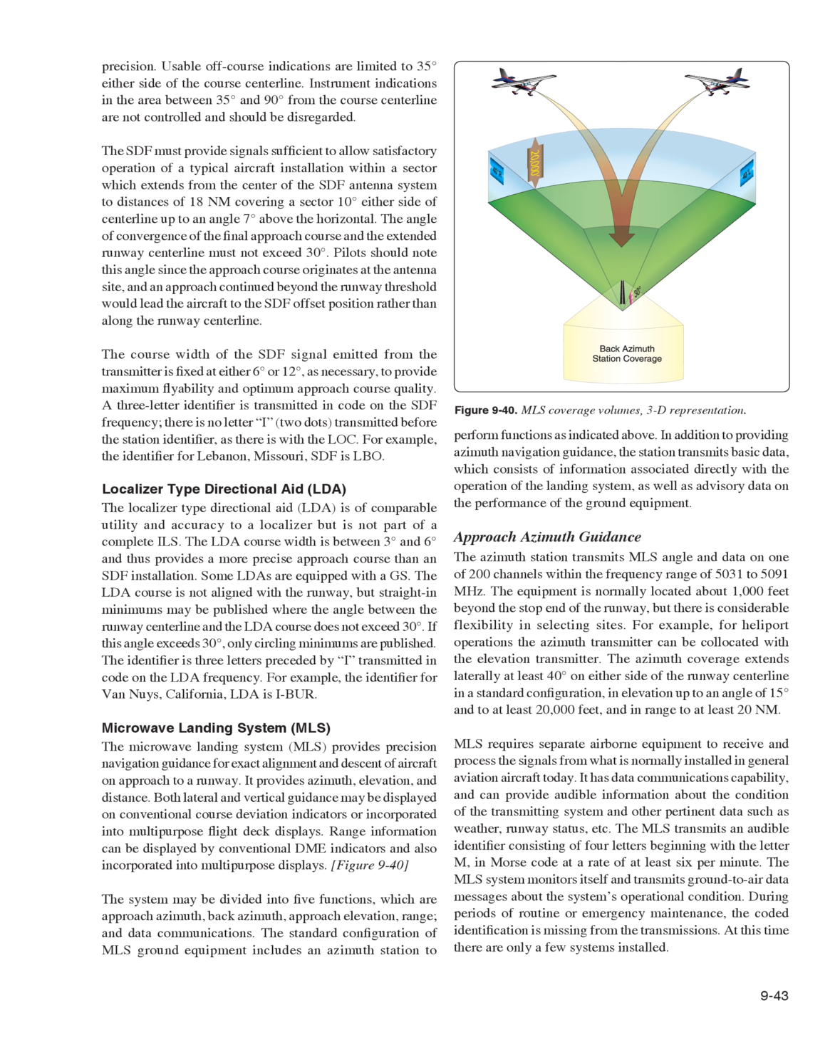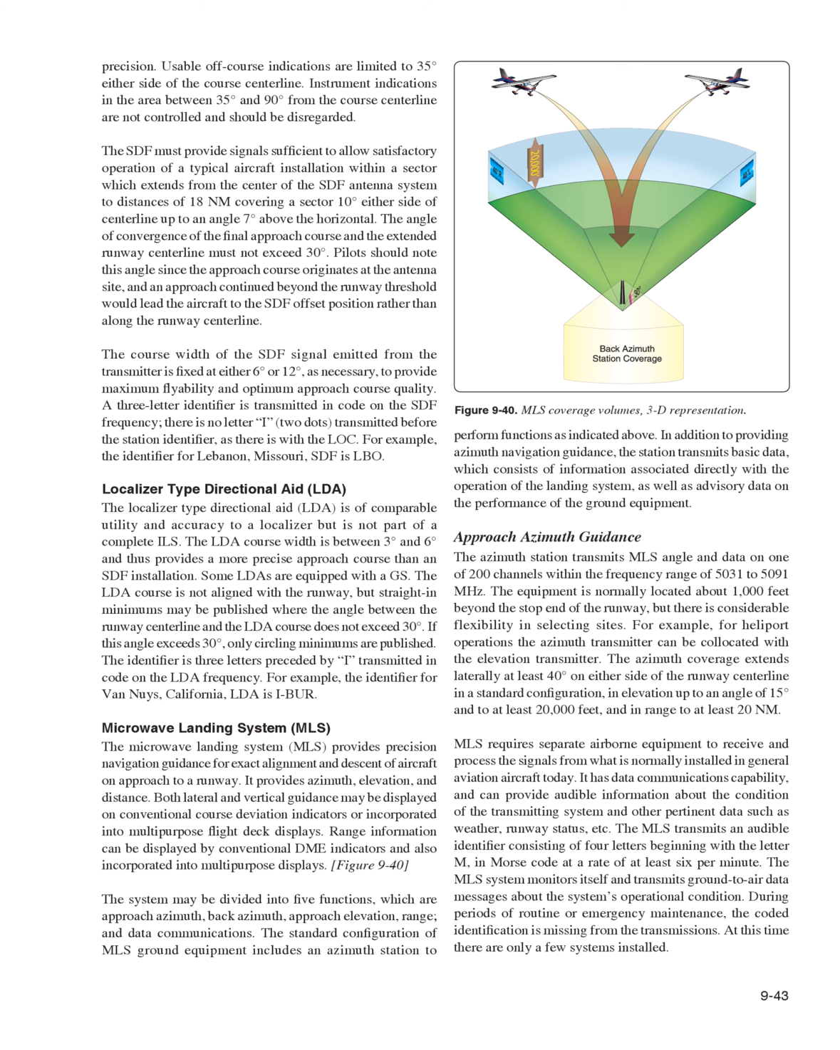The angle of convergence of the final approach course and the extended runway centerline must not exceed 30 degrees. Pilots should note this angle since the approach course originates at the antenna site, and an approach continued beyond the runway threshold would lead the aircraft to the SDF offset position rather than along the runway centerline.